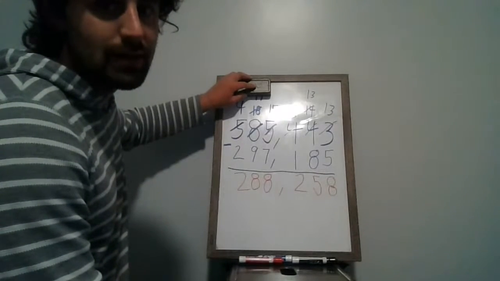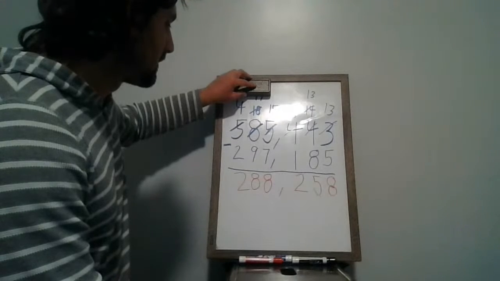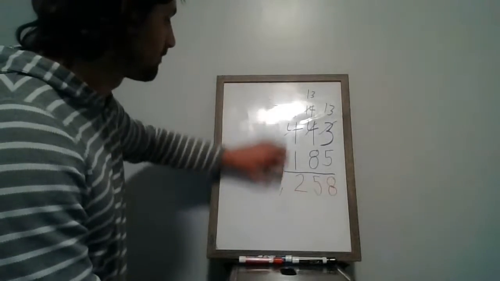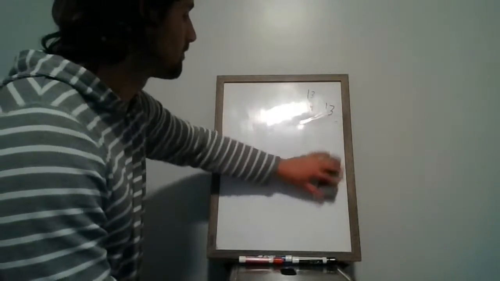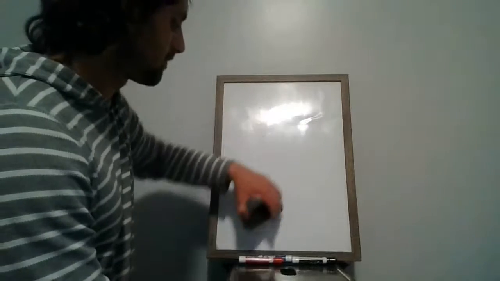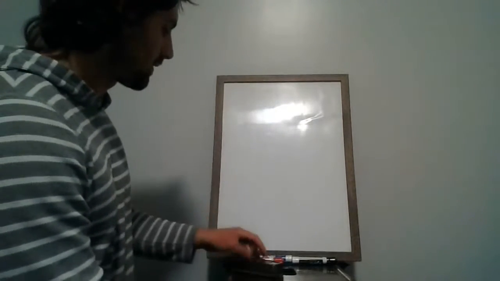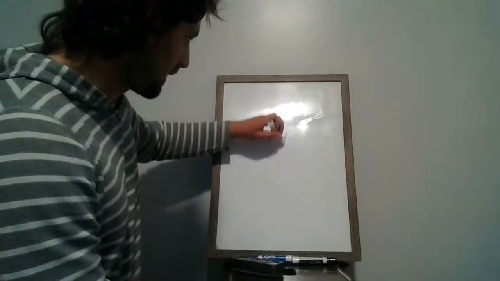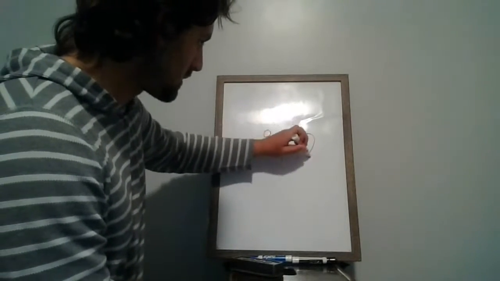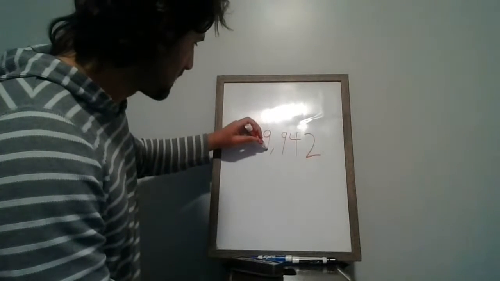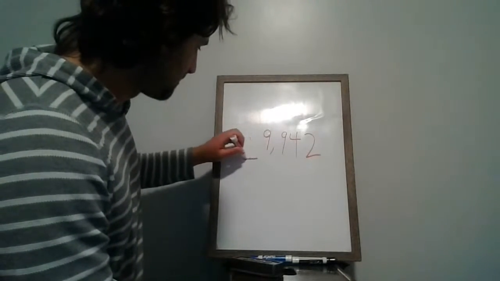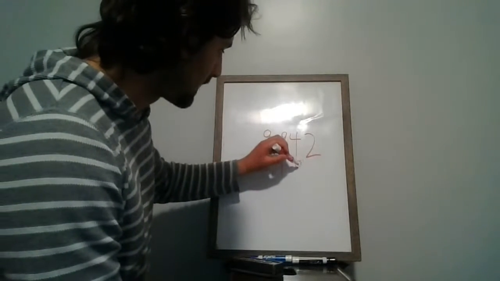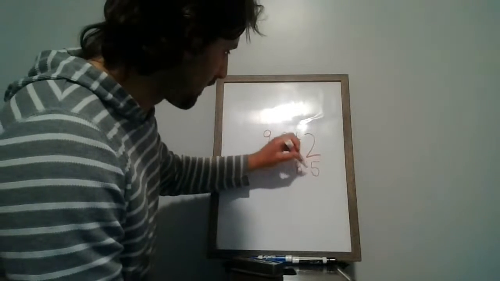Two more problems. We'll simplify a little bit. 9,942 minus 5,185.